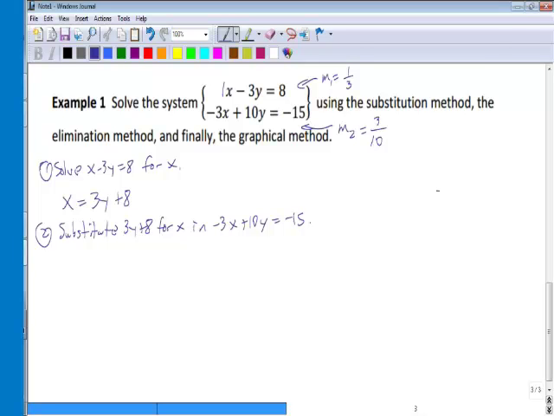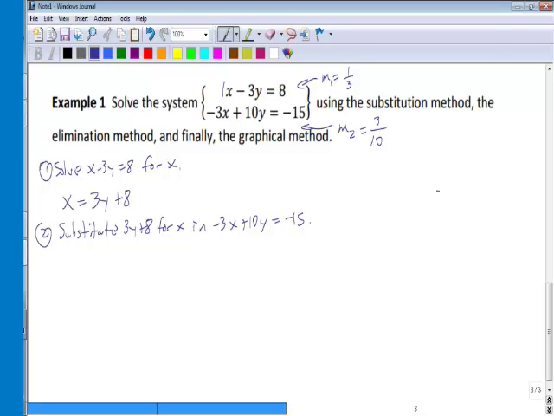See, with x equals 3y plus 8, what we're saying is on that top line, every x coordinate is 8 more than 3 times the y coordinate of that point on that line. Well, we take that constraint and impose it on the other equation, and the other equation says, whoa, wait a minute, that's not true for every point on the line. Negative 3x plus 10y equals negative 15, but maybe it's true for one.